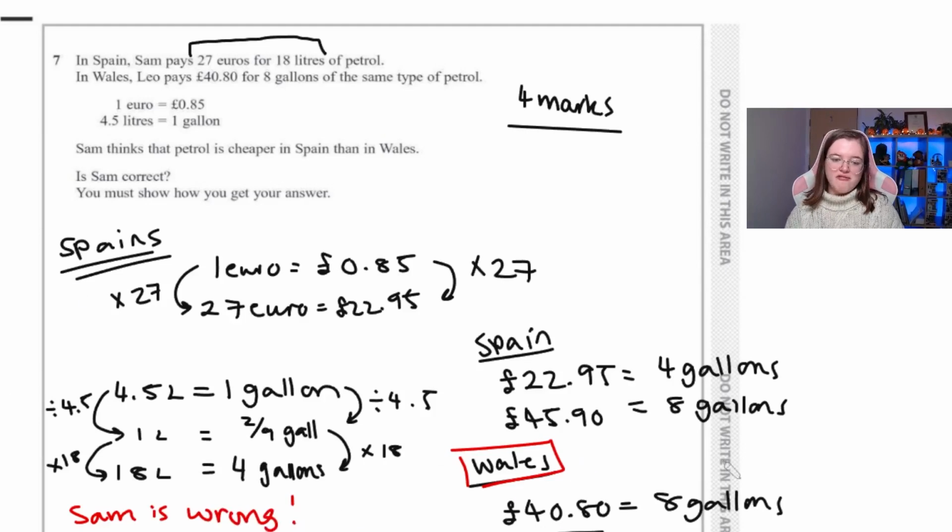So if your working looks different to mine, that is fine. There is a million different ways to do this question. You could have converted both of these or converted one unit apiece. Essentially, you converted the euros in this one and the gallons in this one. A million different ways to do it, right? As long as you get roughly the right answer, as long as you know that Wales is the best price, then chances are your method is probably going to be fine.